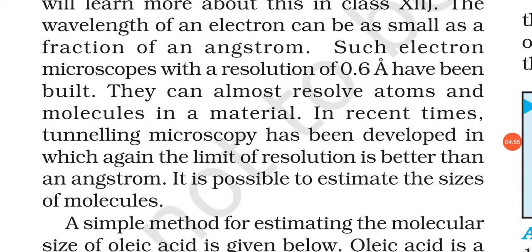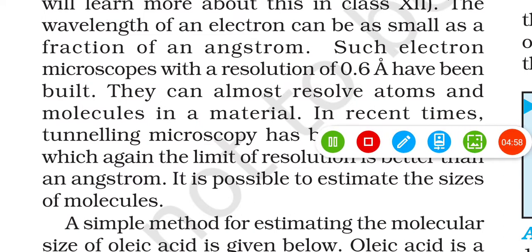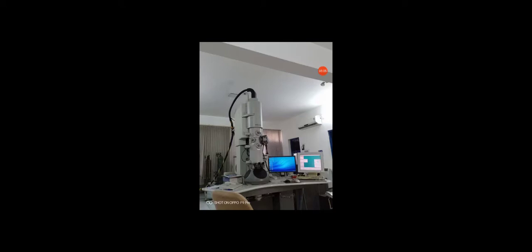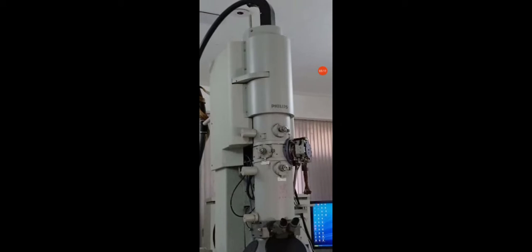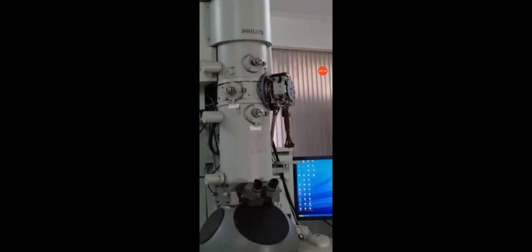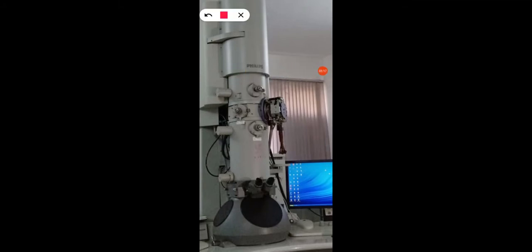In recent times the tunneling microscope has been developed. I will show you the tunneling microscope. See, this is the tunneling electron microscope. This instrument is known as the tunneling electron microscope. Here, this black screen, it is not an ordinary screen. On this screen we can see the molecules, atoms, etc. This screen is known as the fluorescence screen, and the electron beam is focused on the samples.